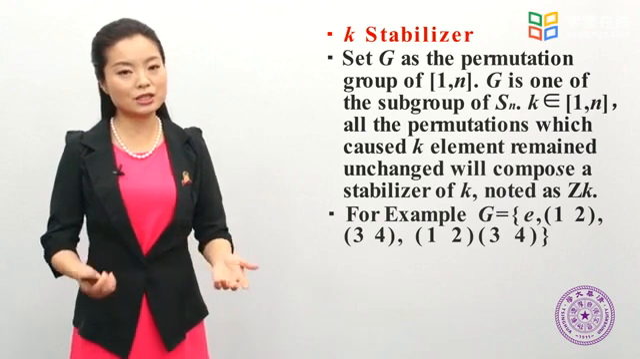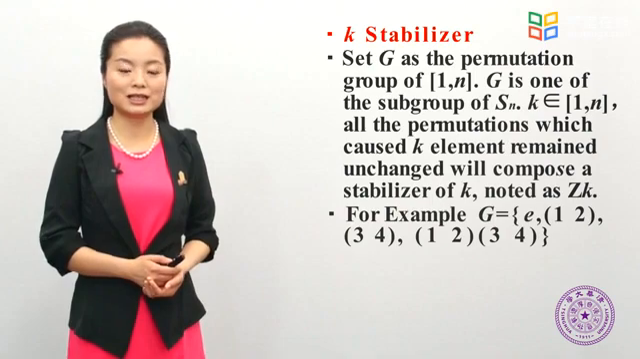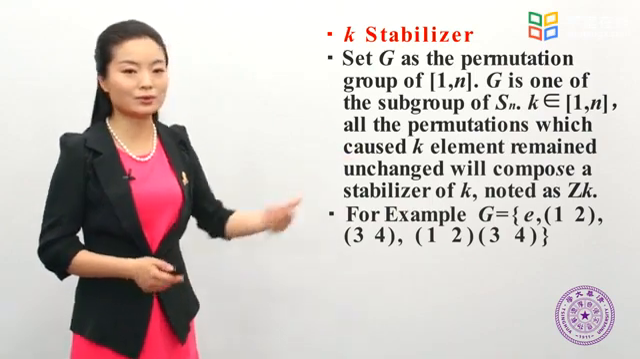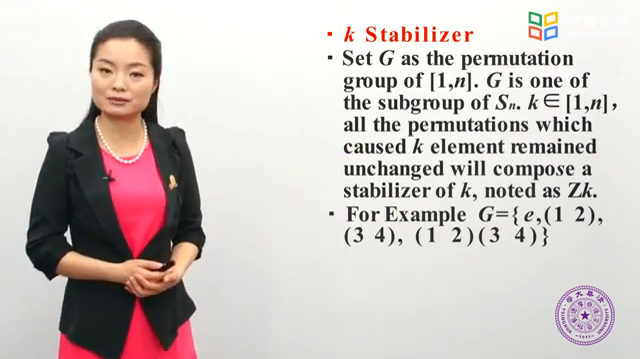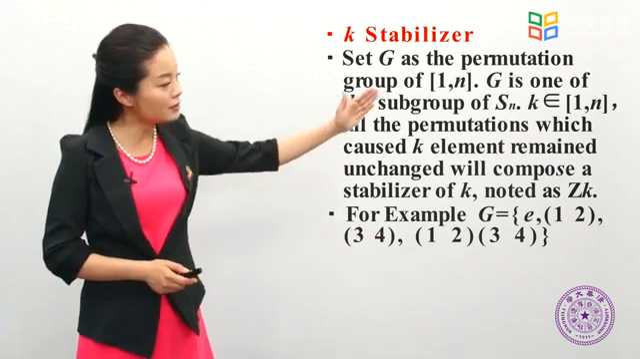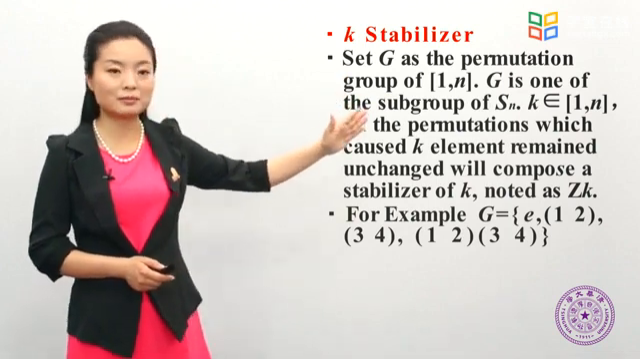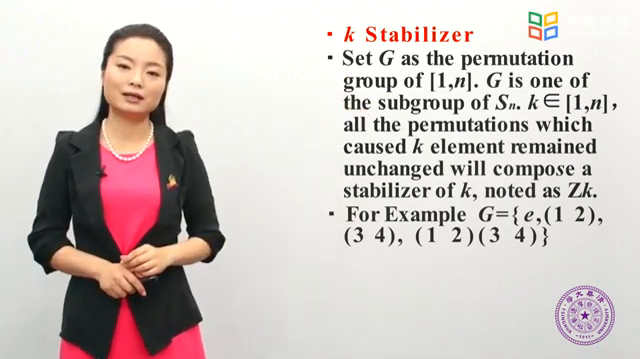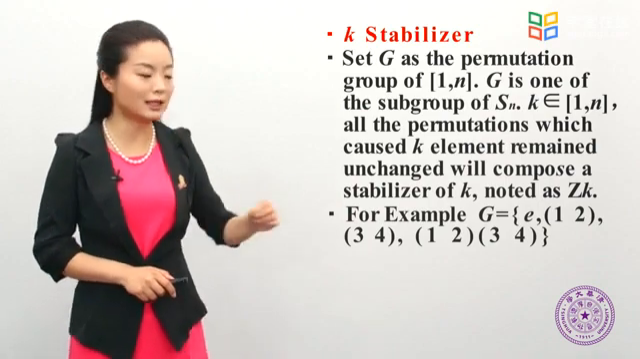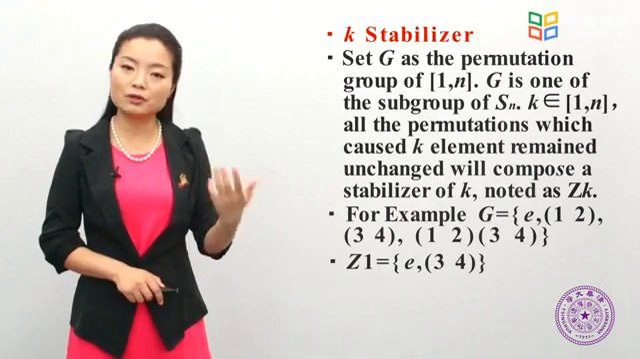and 1 exchanged with 2 while 3 and 4 are exchanged with each other. Then, for this permutation group, we can see which permutations leave 1 unchanged, which is what Z1 is. We will realize, of course, the identity element is fixed. Corresponding to the exchange of 3 and 4, 1 and 2 remain unchanged, so 1 has no changes. Therefore, the stabilizer of 1 contains 2 elements: one is E, another is (3 4).